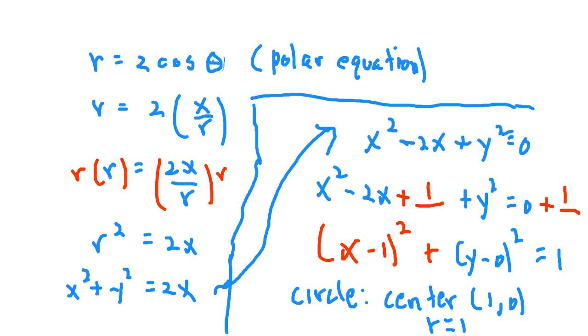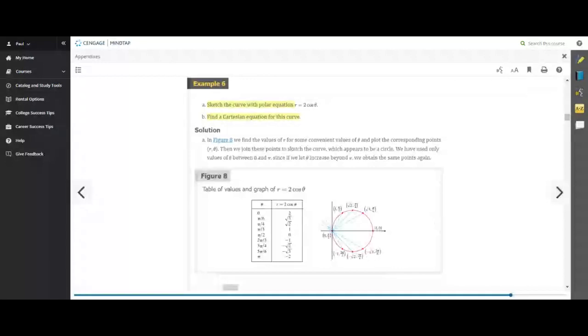So if we go back to the example, I think everything's good. If we go back to the example, sure enough, that definitely looks like a circle of radius 1 centered at 1, 0. Okay, so this is really a nice review.